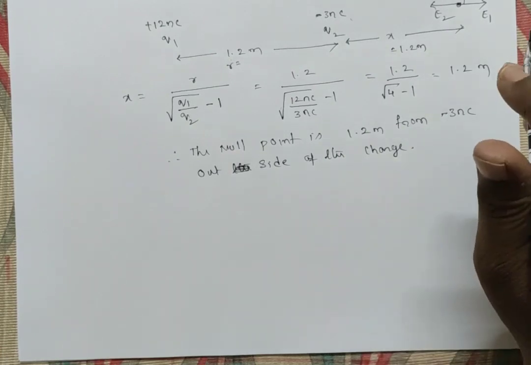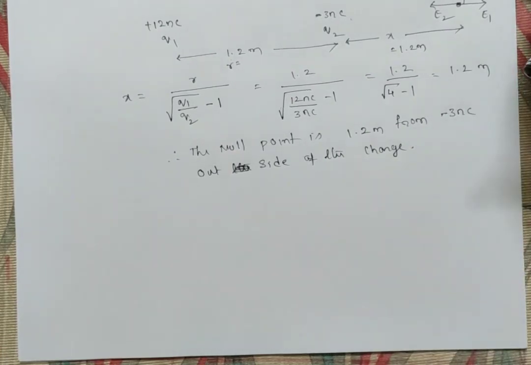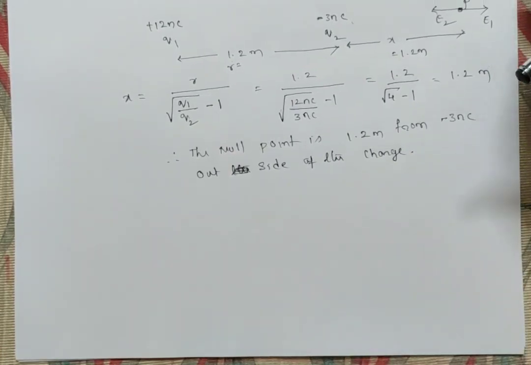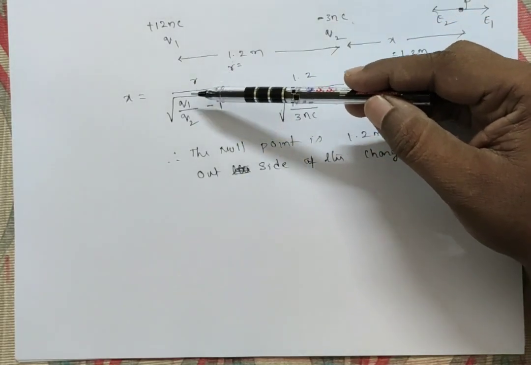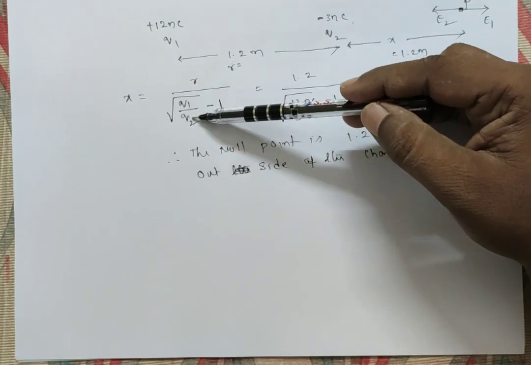This is a very important concept, and this is the type of problem they will ask you many times in the examinations, as well as in boards and in objective tests. So you have to be clear on this one. Simple formula: the total distance between the charges divided by the root of q1 by q2 or q2 by q1.